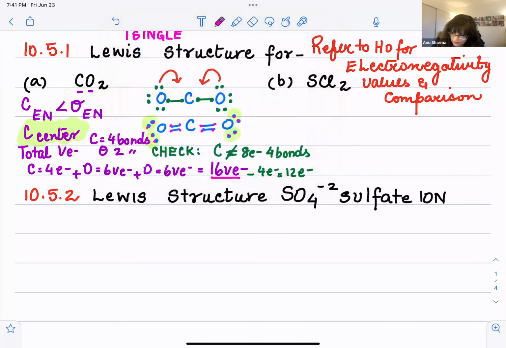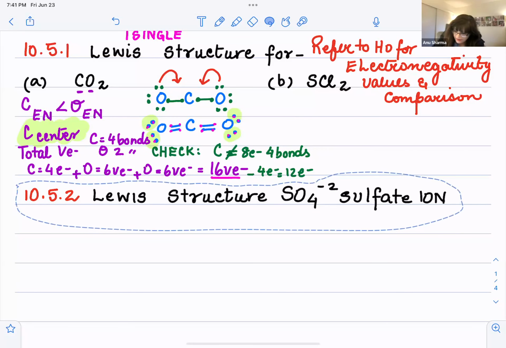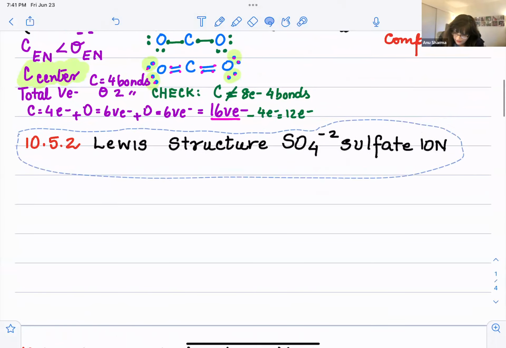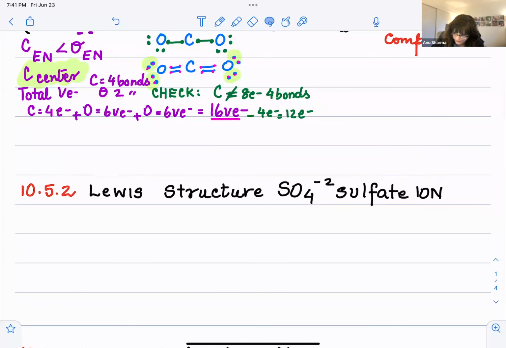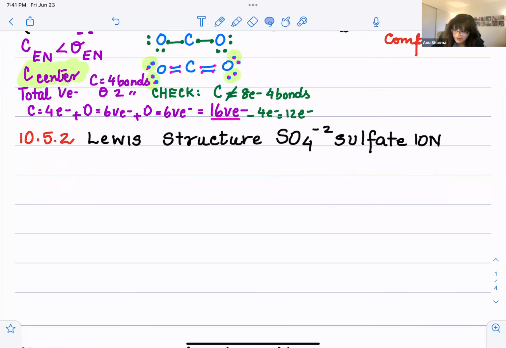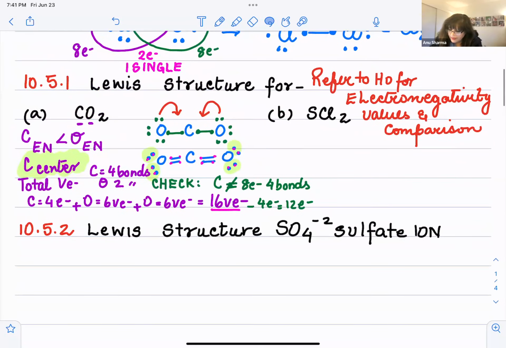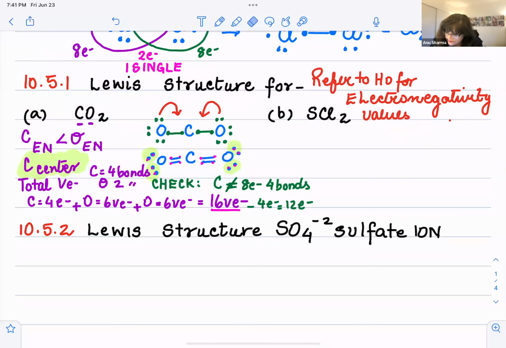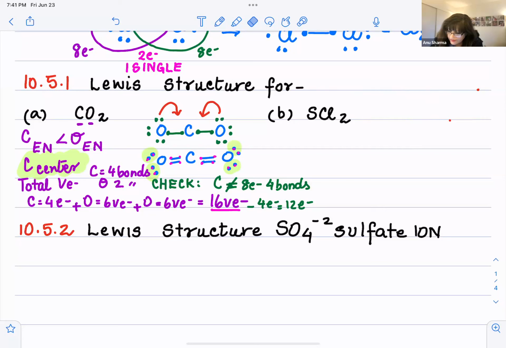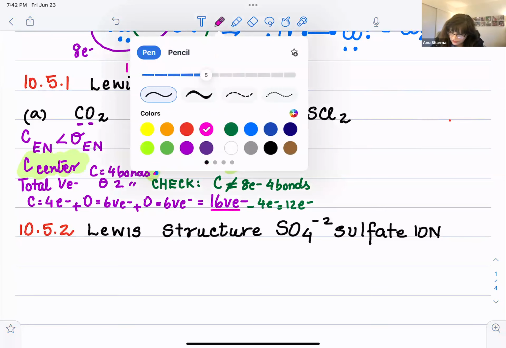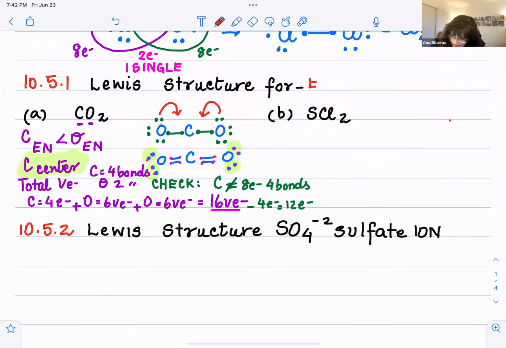Because I need more space here, I am going to move this a little down. Anyways, you will have to refer to the handout for electronegativity values. The electronegativity values are in the handout.